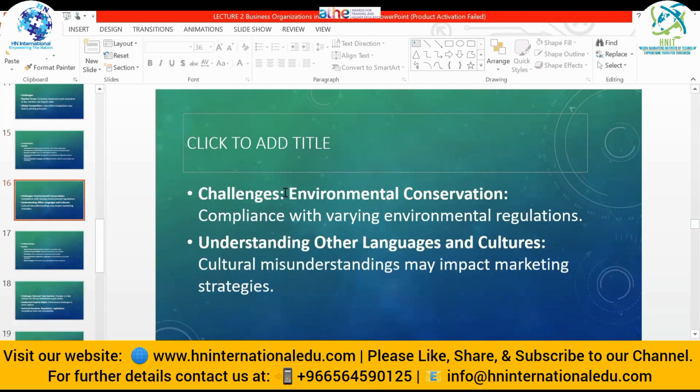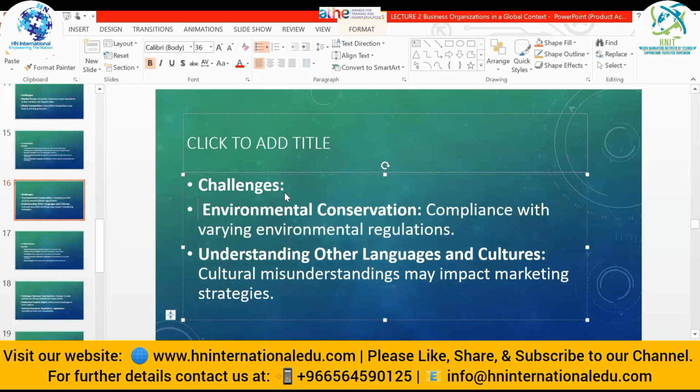Now, compliance with varying environmental regulations. That is, everything should be under the regulations, rules and regulations related to the government, and then the organization should proceed according to it. Understanding the other languages and cultures, the challenge could be misunderstandings may impact marketing strategies.